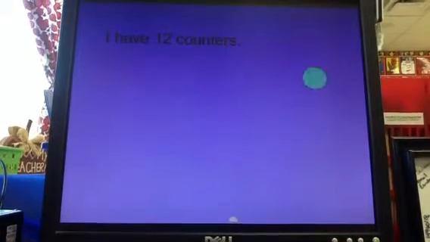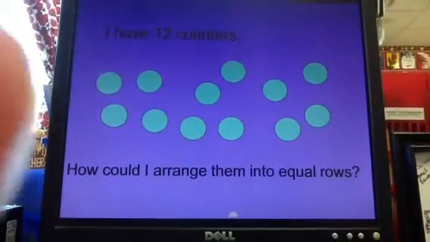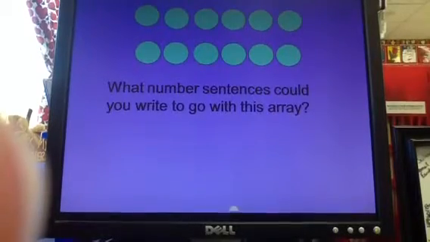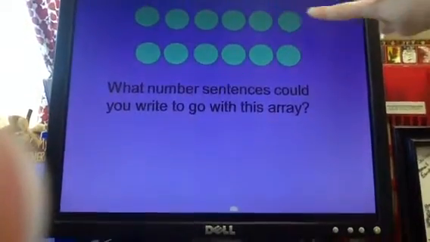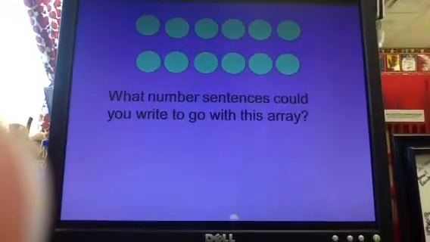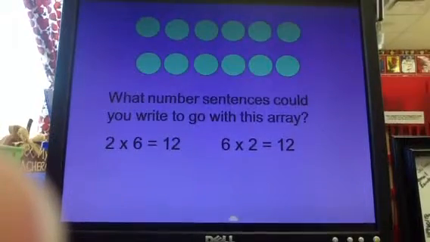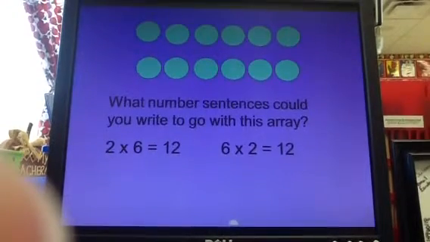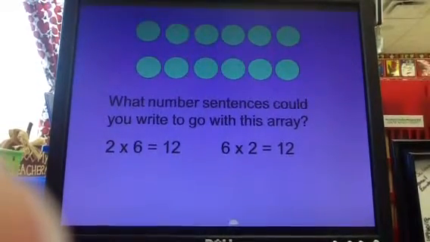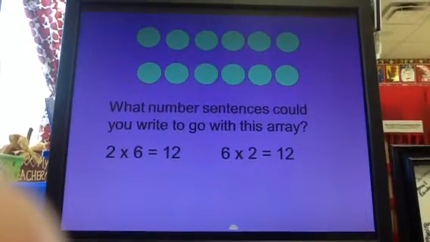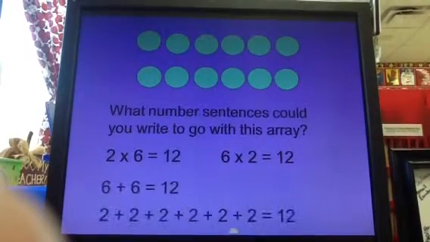So let's say I have 12 counters, and here they all are. We need to think about how we could arrange them into equal rows. One way we could do that is to put them into 2 equal rows with 6 in each. Equal rows go straight across, or we could say they're in equal columns going up and down. The number sentence you could say here is that it's a 2 by 6 or a 6 by 2 array, which equals the number sentence 2 times 6 equals 12, or 6 times 2 equals 12. Either way you put the two factors, the two numbers you're multiplying together, it doesn't matter. You're going to get the same answer.